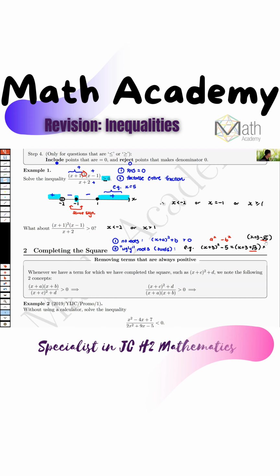Okay, so these are two situations that you may want to complete the square, either no roots or ugly roots. Okay, if not, you will just factorize nicely.